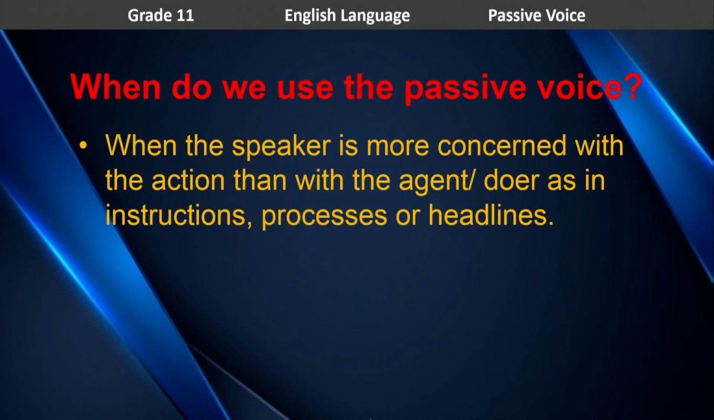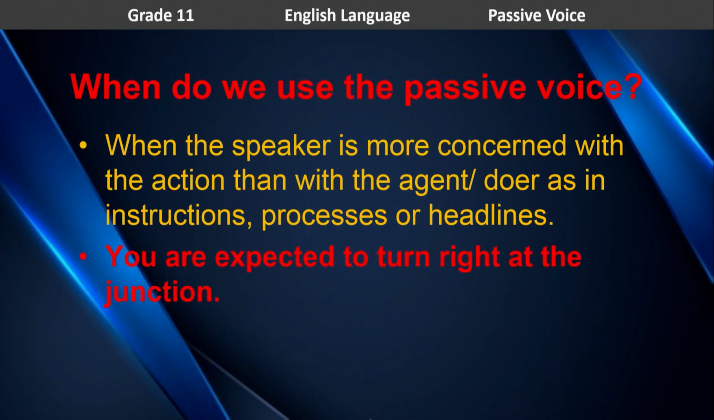We use the passive voice in instructions and sometimes in newspaper headlines. Most newspaper headlines are written in the passive voice. Can you look at this example? Can you read it out? Yes, you are expected to turn right at the junction. Right, this is an instruction. When we write instructions, we use the passive voice.